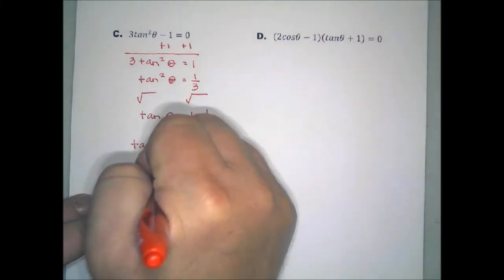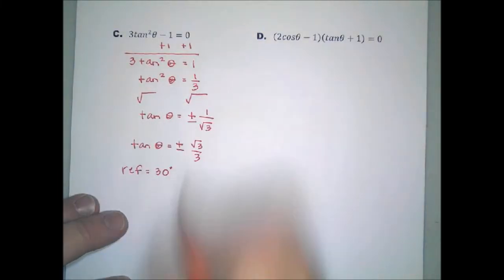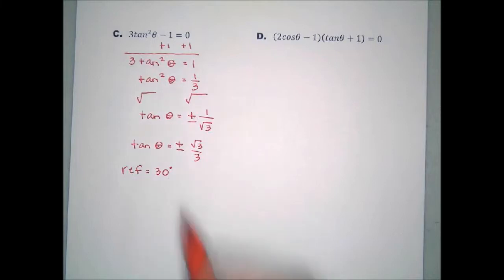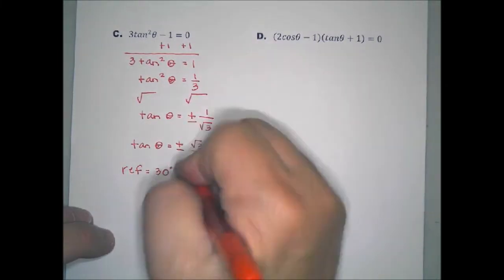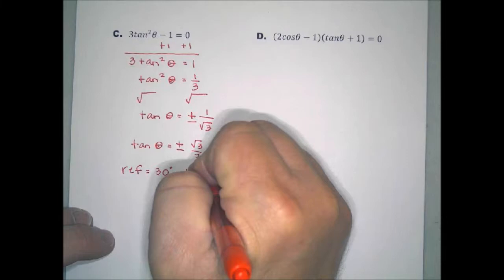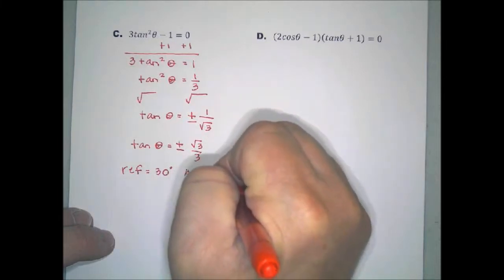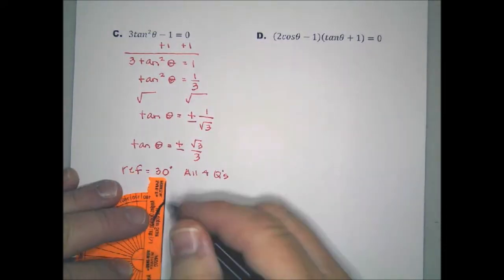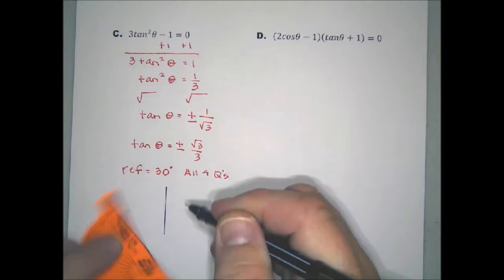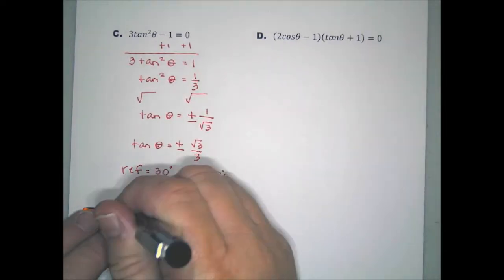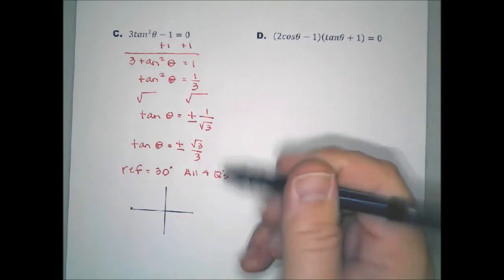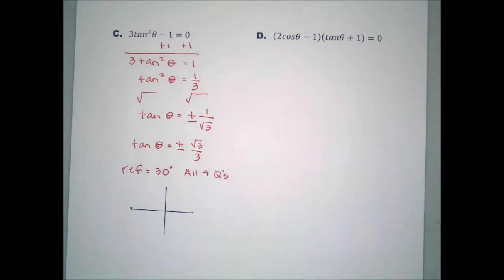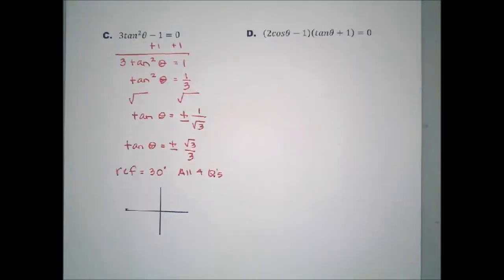Reference angle equals 30 degrees. Now the next thing, since it's plus and minus, we know we're in all 4 quadrants. So the last thing we have to do is figure out what those angles really are. So let's do a quick XY axis right there. And let's put in a 30-degree reference angle for all of those.